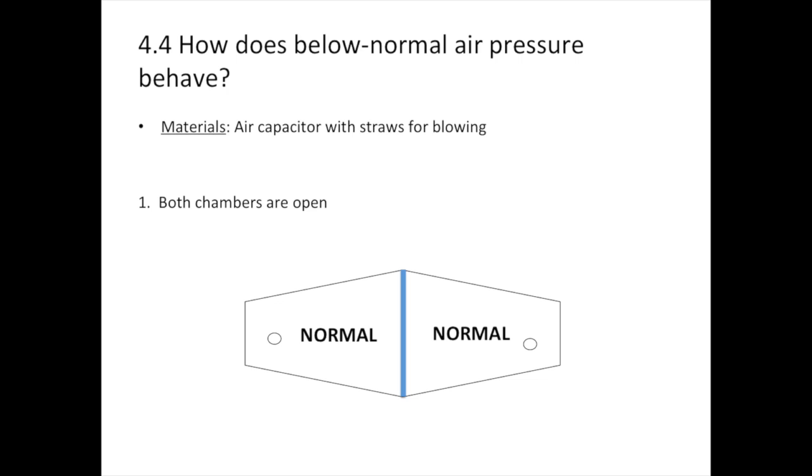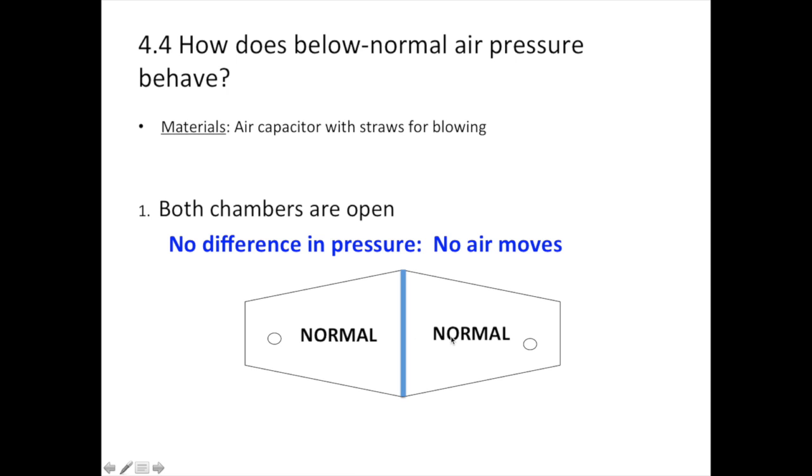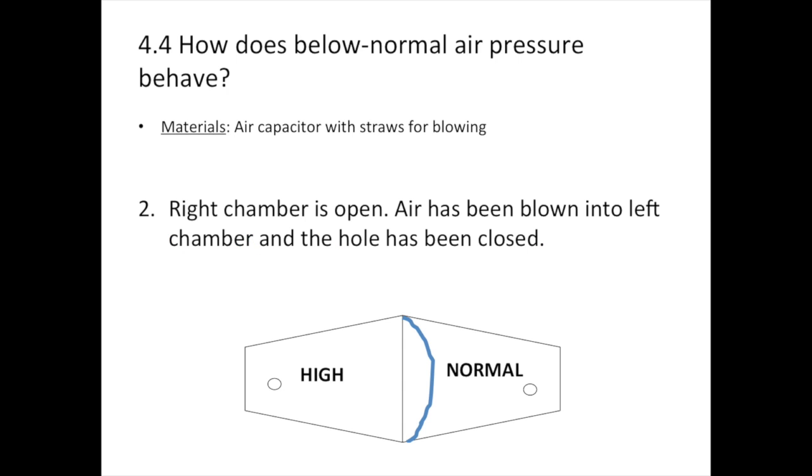We're going to look at three situations with the air capacitor. In situation 1, both chambers are open to the environment. So they're going to be at normal air pressure because any air could enter or leave the open hole to adjust to regular atmospheric pressure. So the membrane is not stretched one way or the other. We have normal pressure and there is no attempt by air to move from one side to the other. So no difference in pressure, no air tries to move, and the membrane is straight.